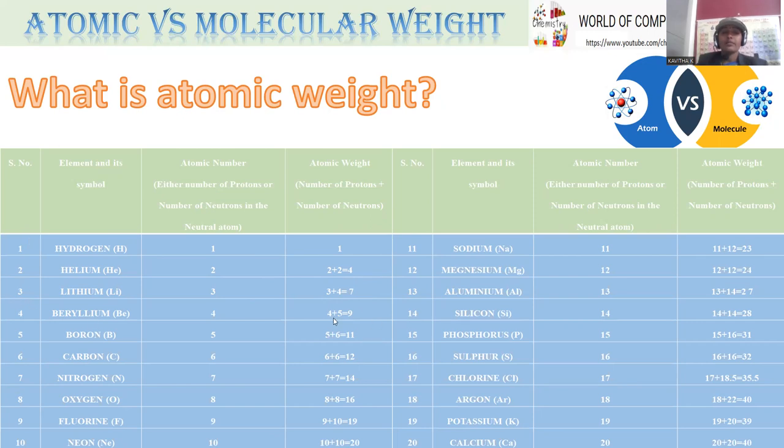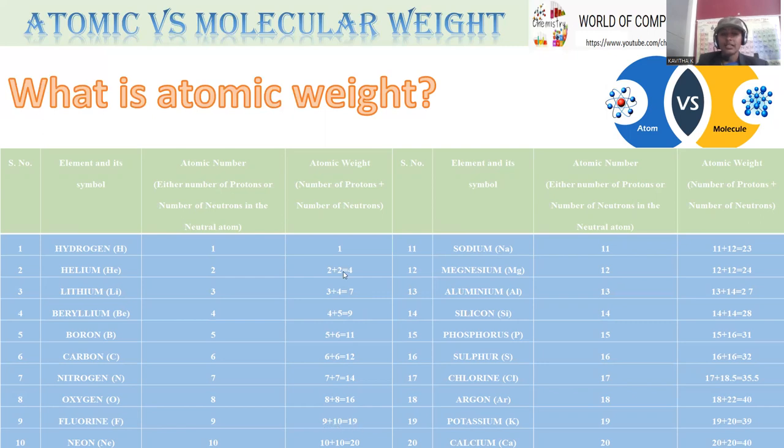So here, beryllium. For this beryllium, what we are doing? Atomic number is 4, so it can be added with the number 5. So 4 followed by 5, so that it is very easy to understand. 4 plus 5, 9 it will be. For boron, it will become 5 plus 6, atomic number plus the next integer, so that 11. Carbon will be 6 plus 6, 12. Nitrogen will be 7 plus 7, 14. Oxygen will be 8 plus 8, 16. 4, 5, 6, 6, 7, 8. And followed by, for fluorine, 9 plus 10, 19.